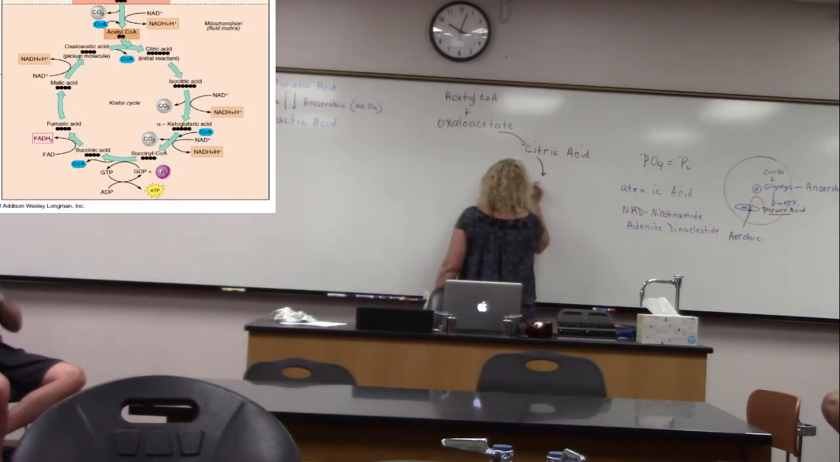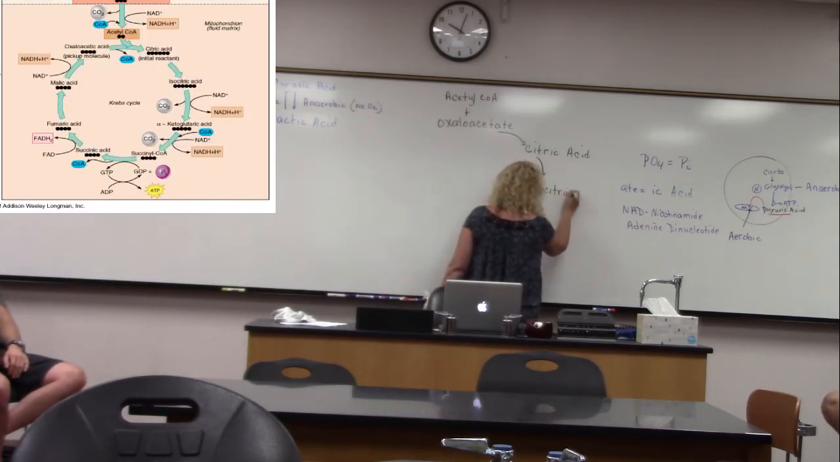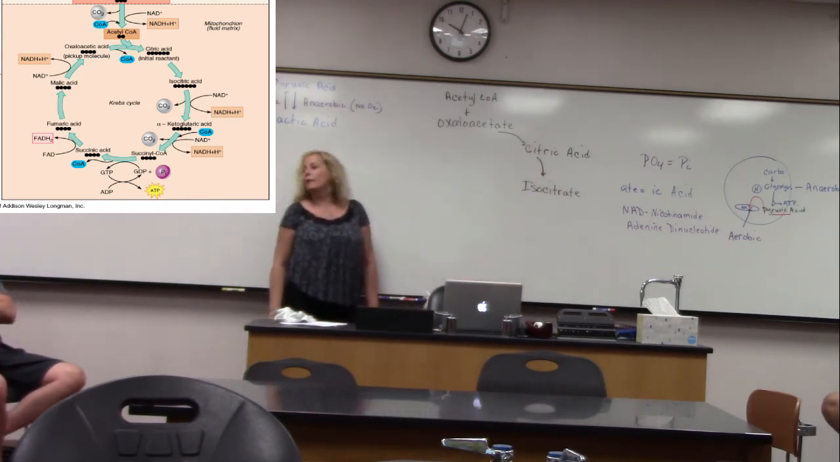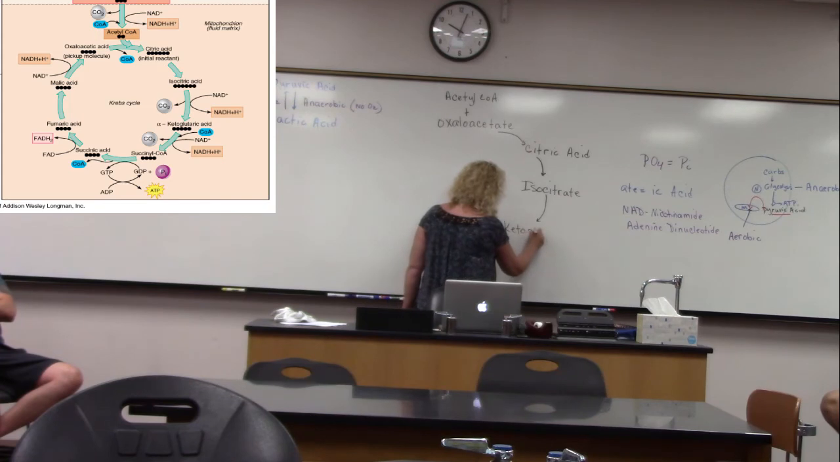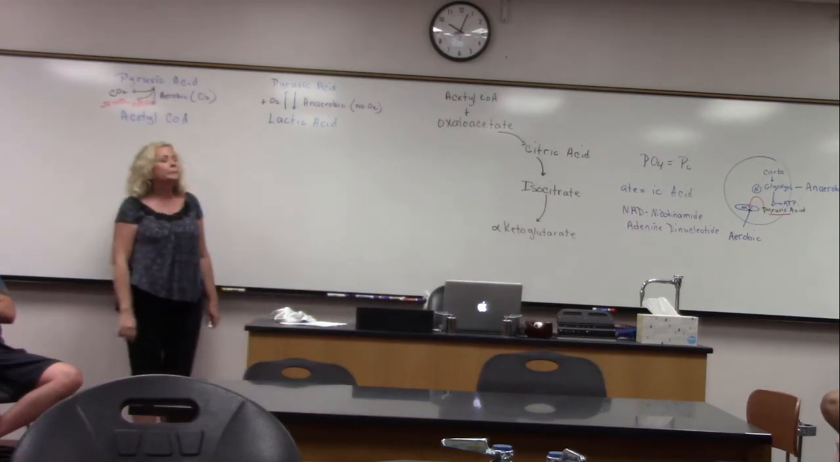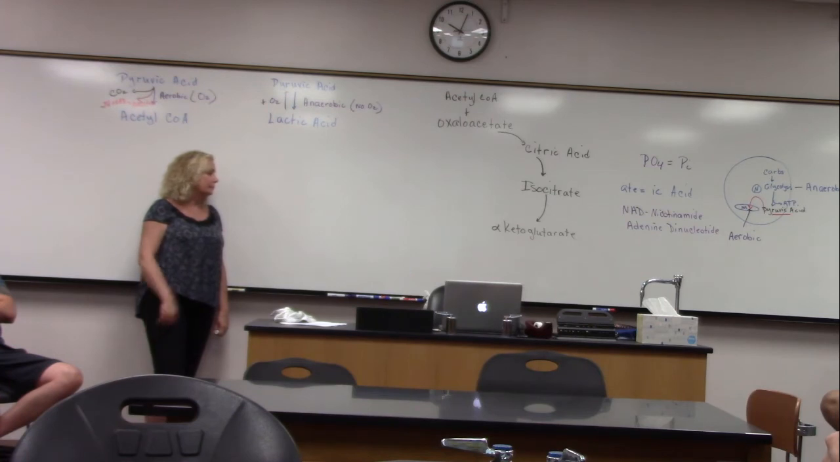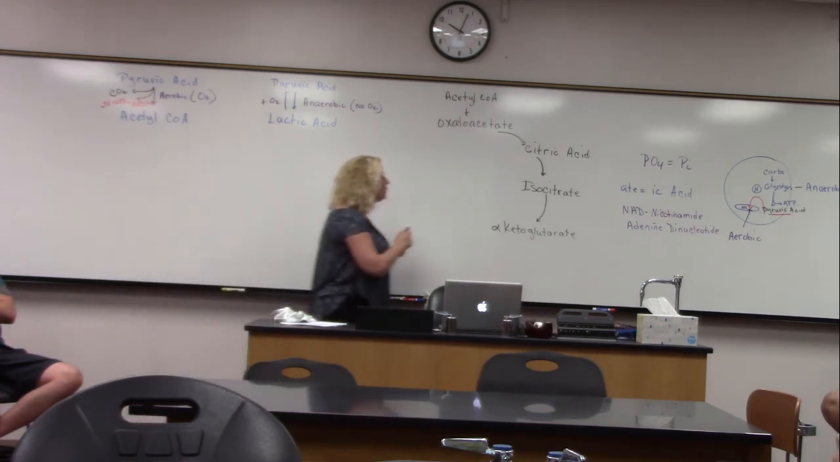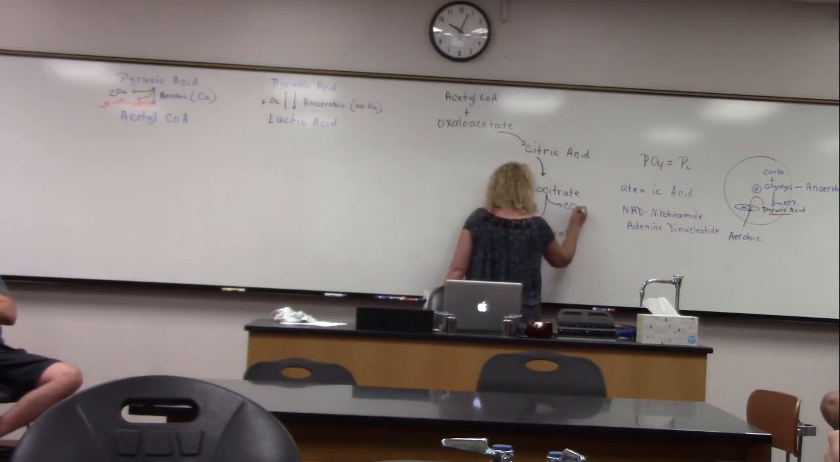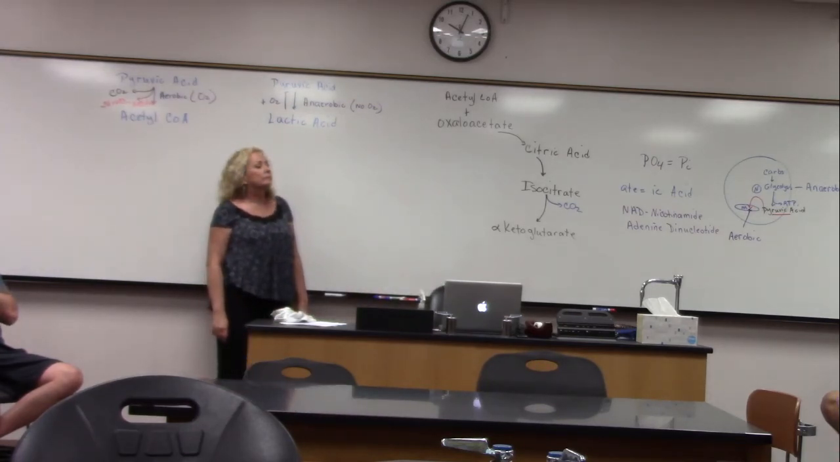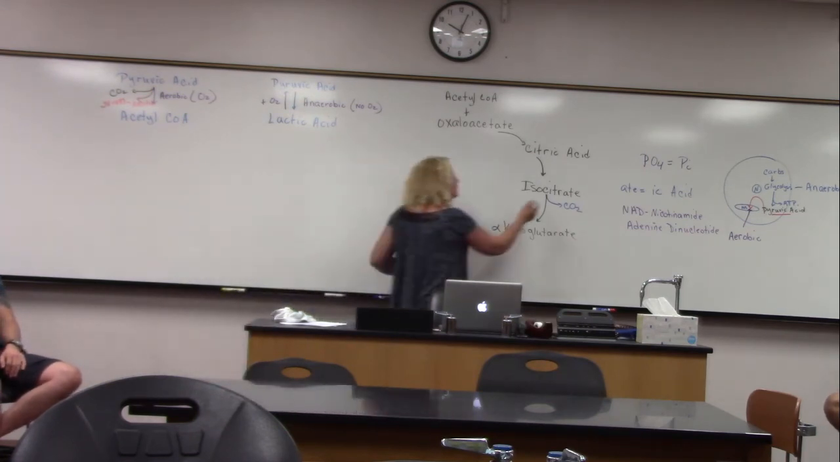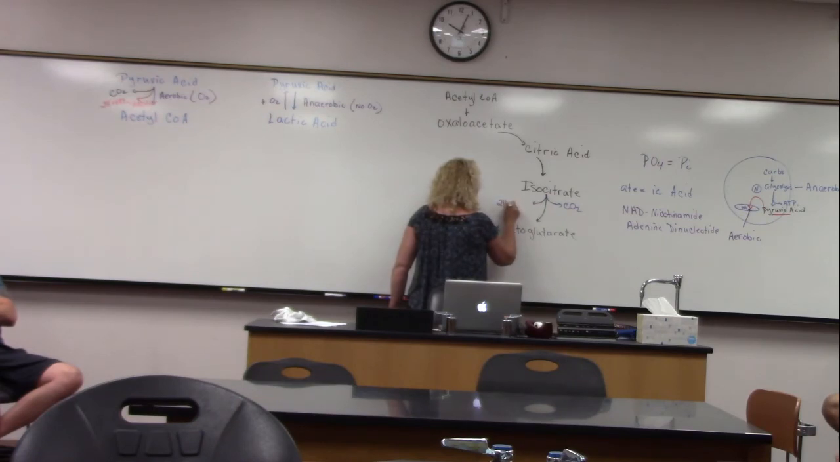Going to make a molecule called isocitrate. And from isocitrate, we're going to produce a molecule called alpha-ketoglutarate. And we're also going to take two hydrogens off of isocitrate and add them to an NAD, and we're going to get another NADH plus H.